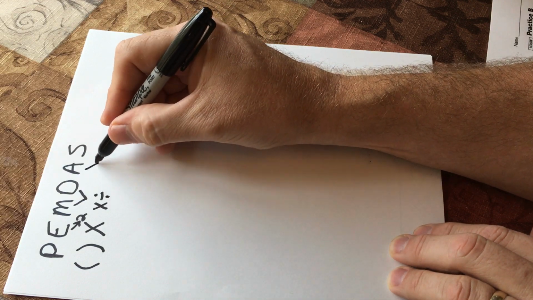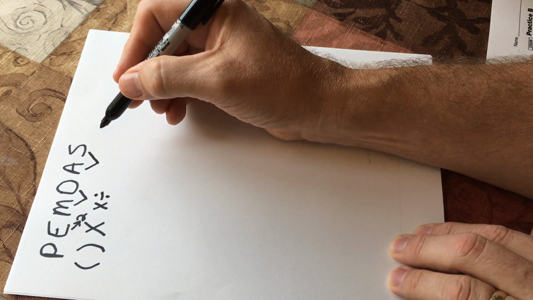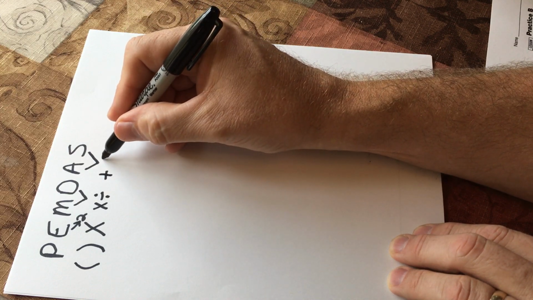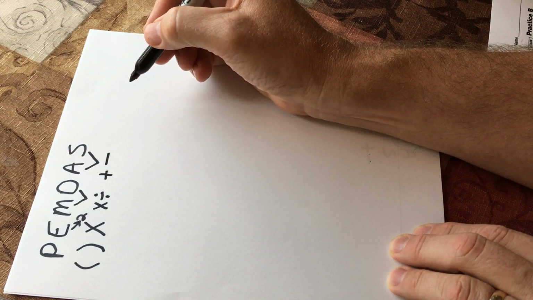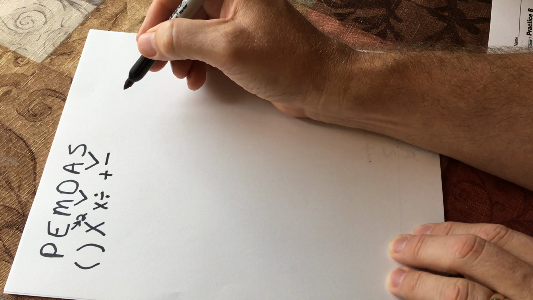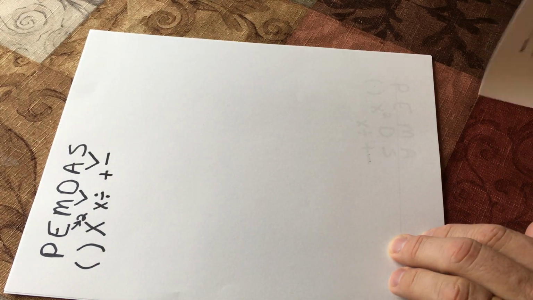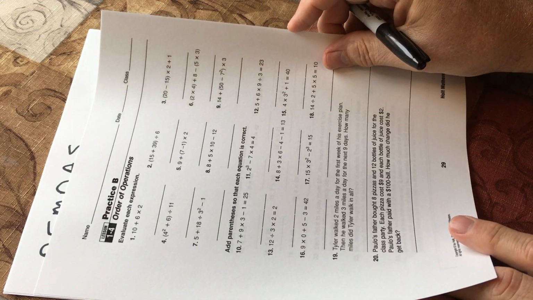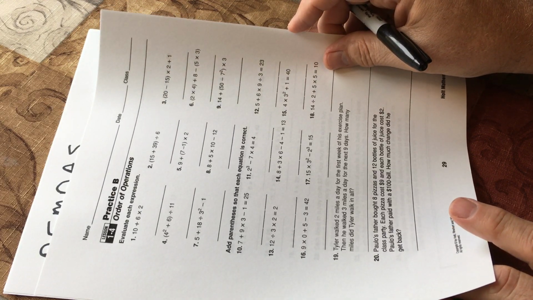And the AS, that works the same way as the multiplication and division. It is our addition and our subtraction. And again, whichever one comes first. Here's an expression that is right from our sheet, problem number 1. So it's 10 plus 6 times 2.